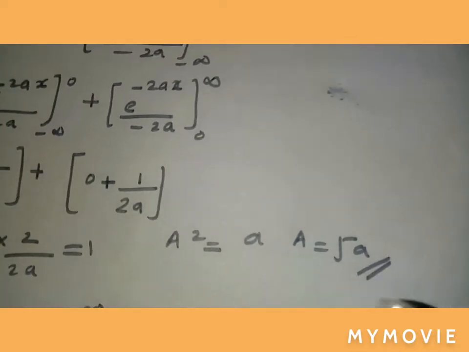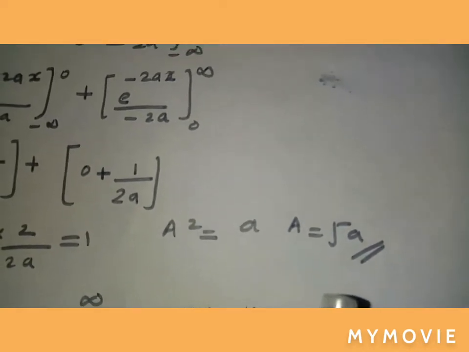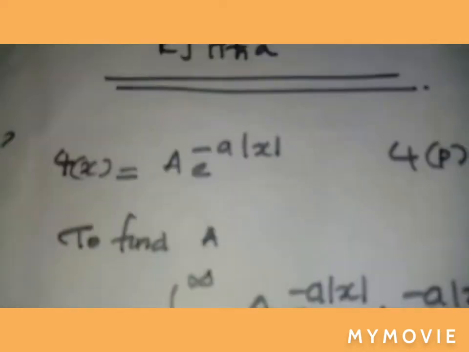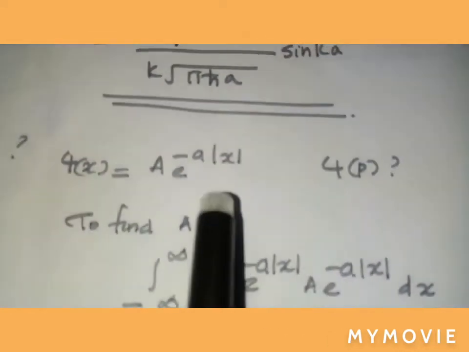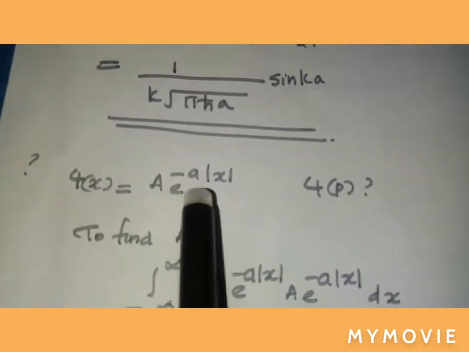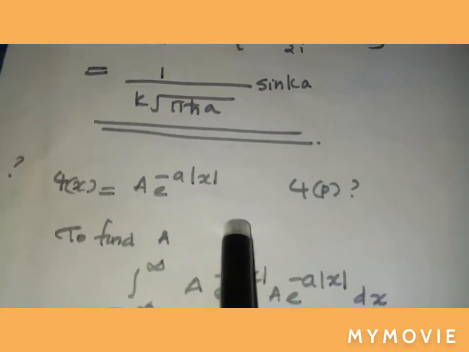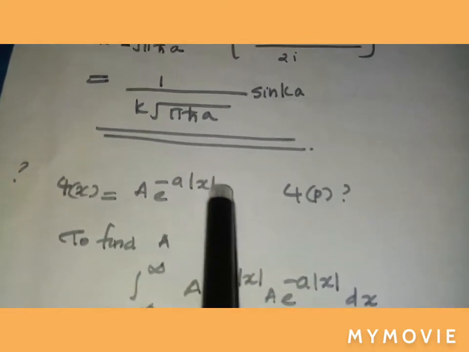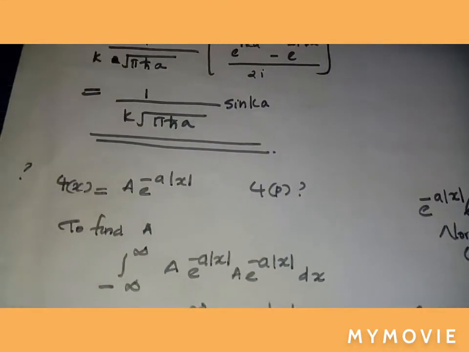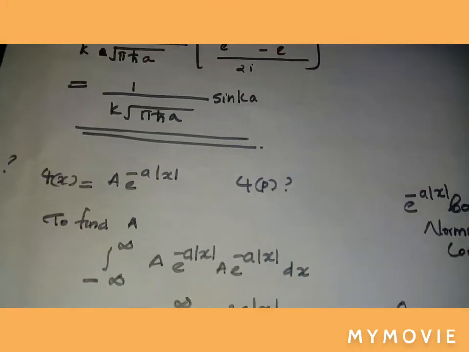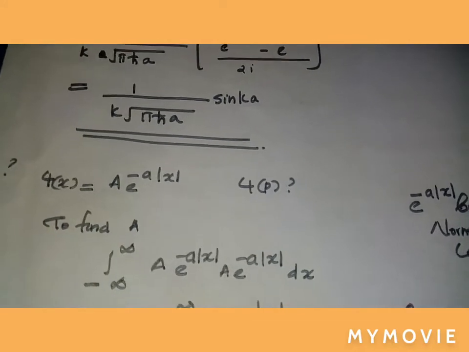So we can remember this idea to get the normalization factor of a function in the form A e raised to minus a mod x: the normalization constant is the root of a, meaning the normalization constant is the root of the coefficient of mod x. Like e raised to minus a mod x form, the normalization constant is root of the coefficient of mod x, that is root a.